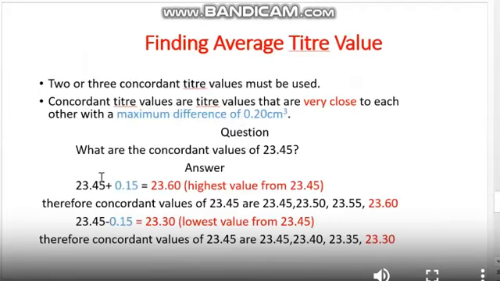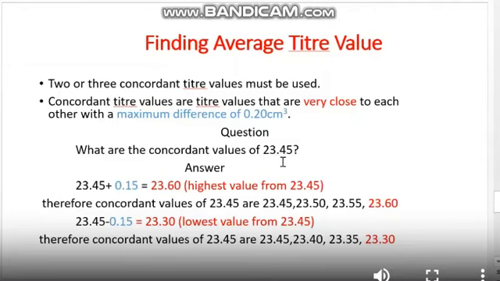Remember, the difference can be 0.10, 0.150, or a maximum difference of 0.20 cm cube. So let's look at this question now. What are the concordant values of 23.45?